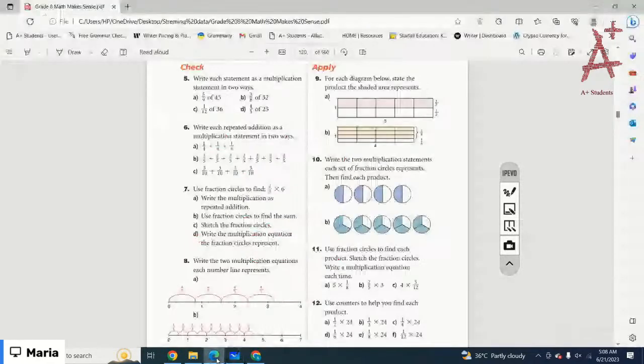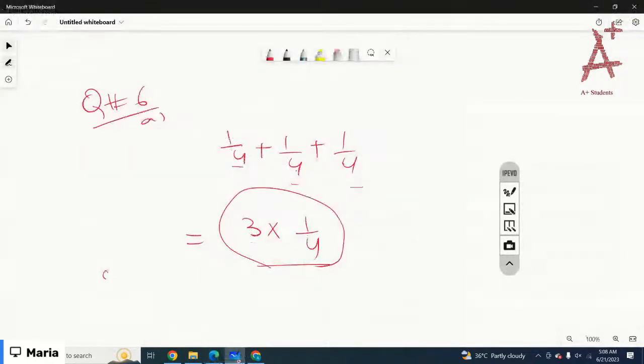Okay, look at the third one. 3 by 10, that is C. 3 by 10 plus 3 by 10 plus 3 by 10 plus 3 by 10. So how many times do you have 3 by 10? 1, 2, 3, 4. You can write it in multiplication form as 4 times 3 over 10. Got it? They both are exactly equal. Got it?